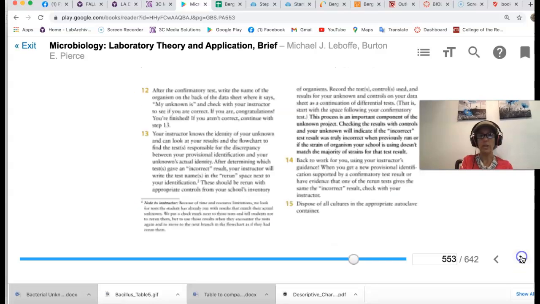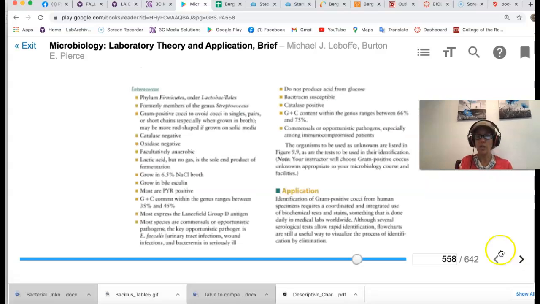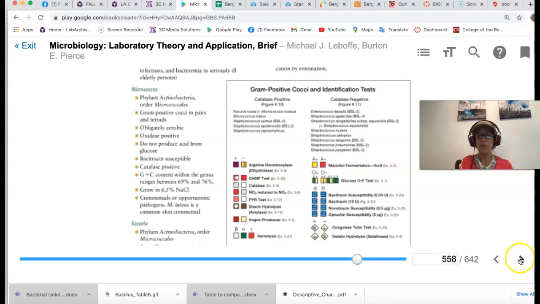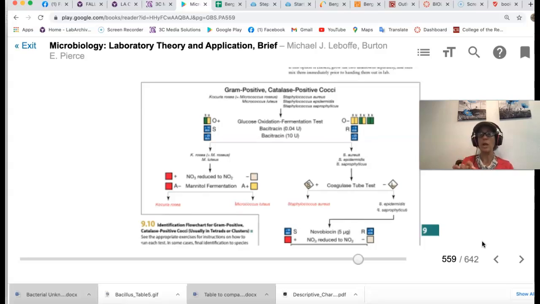If you have a gram positive coccus, then your options are for either catalase positive or catalase negative. So if your gram positive coccus was positive for the catalase test, the one that bubbles, exercise 5-4, then you look for, it says the glucose oxidation fermentation and the bacitracin. We did not do bacitracin, and we didn't do the glucose oxidation fermentation test, but we did do glucose fermentation tests.